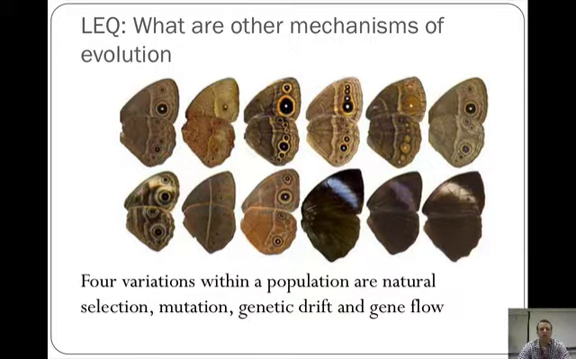We hit mutations when we talked about meiosis and mitosis. Those are just changes in the gene sequence. Genetic drift and gene flow are what this video is going to talk about today.